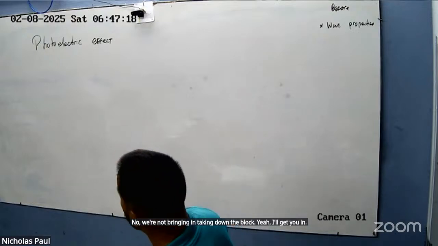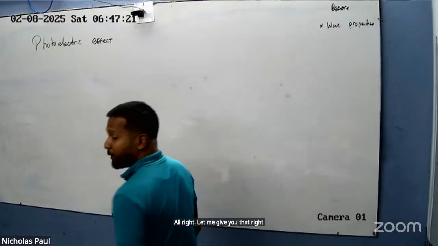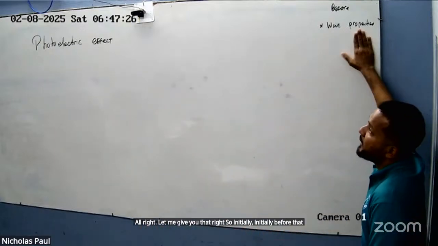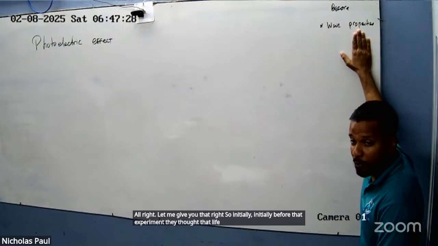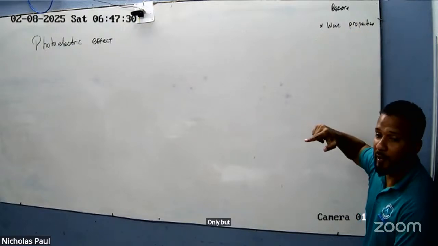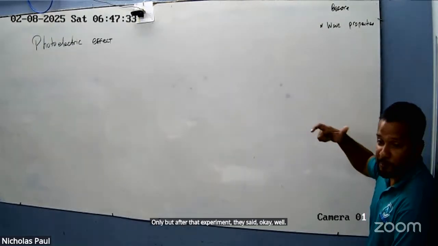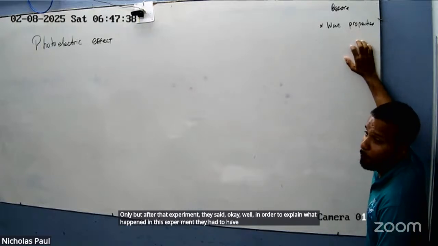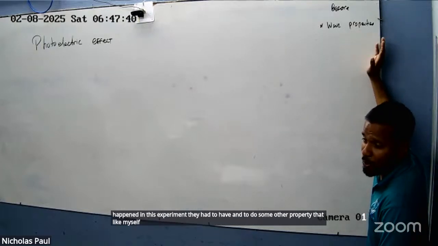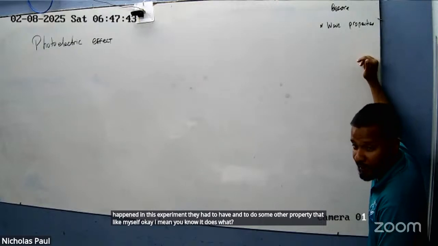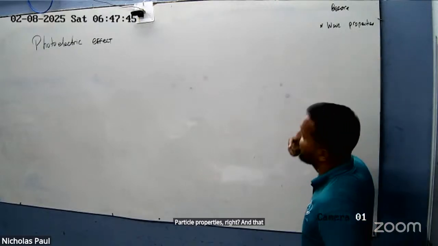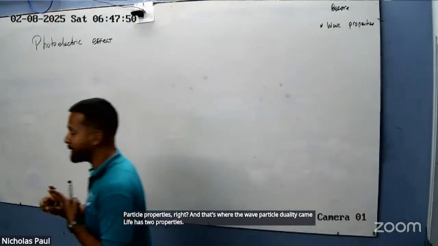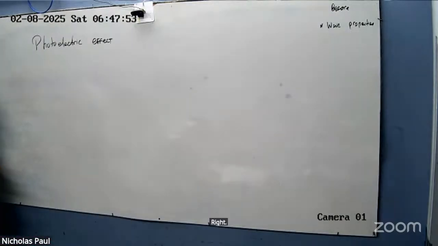Alright, so the food, let me give you facts, right? Initially, before that experiment, they thought that light had wave properties only. But after that experiment, they said, okay, in order to explain what happened in this experiment, they had to introduce some other property that light might have. It has what? Particle properties, right? And that's where the wave-particle duality came in. Light has two properties, waves and particles. Right, so what was the experiment?